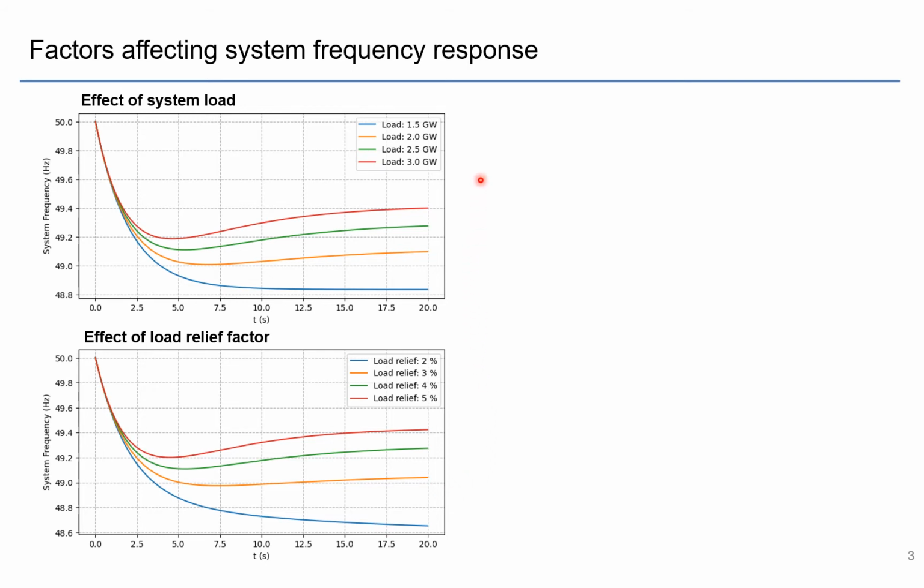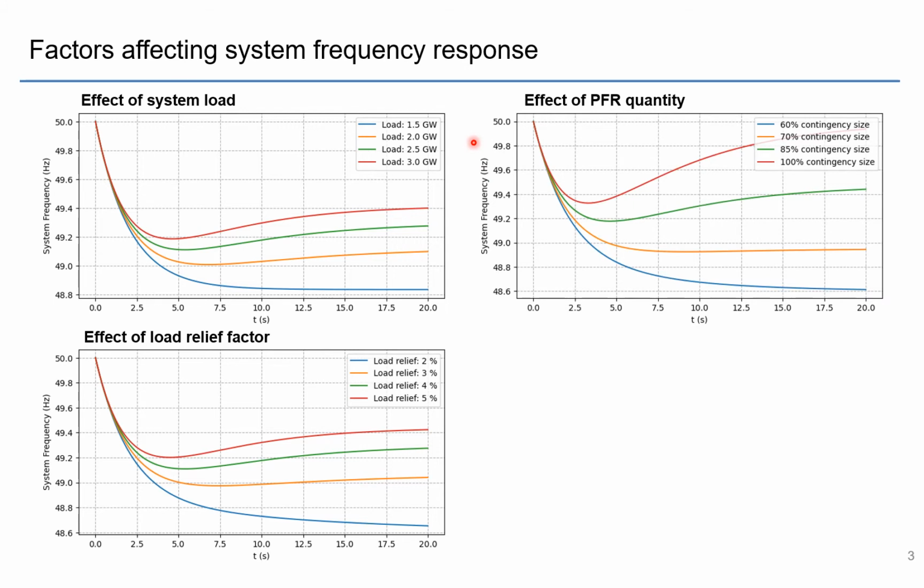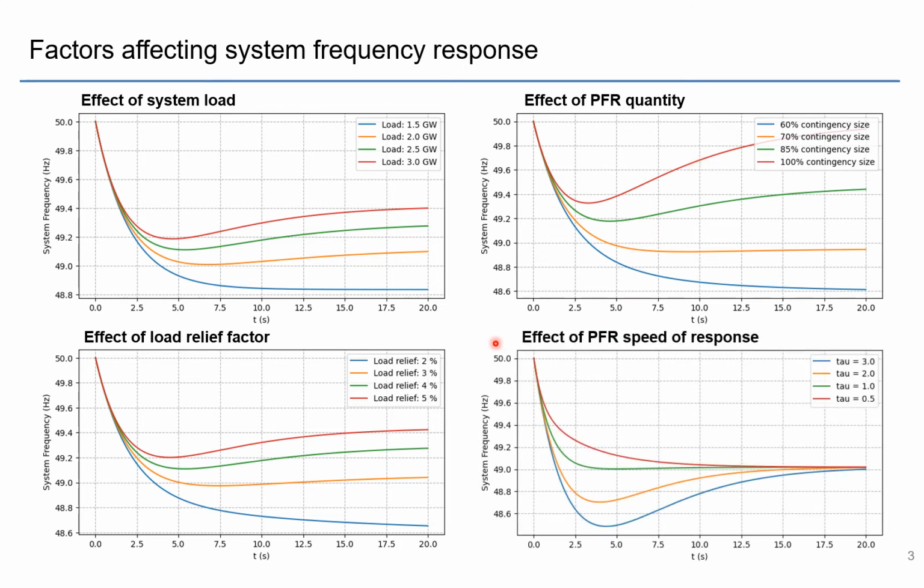Now we start changing the PFR. We changed the PFR quantity from 85% of the contingency size, and now we started dropping it to 70% and 60% of the contingency size. Then the frequency performance gets worse, and vice versa if we increase the PFR quantity. And lastly, the PFR speed of response, so the factor tau, has a similar effect in some ways to inertia. So the faster the response, the better the frequency performance, and the slower the response, the worse the frequency performance.